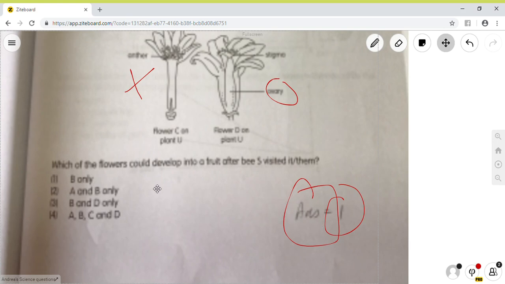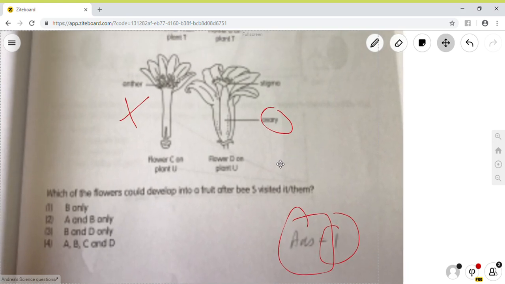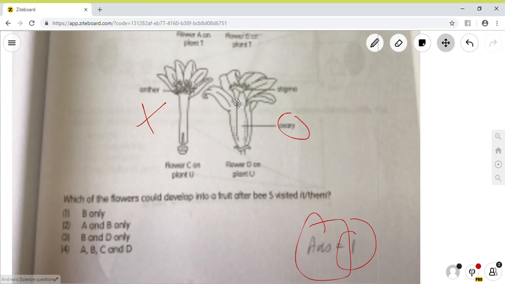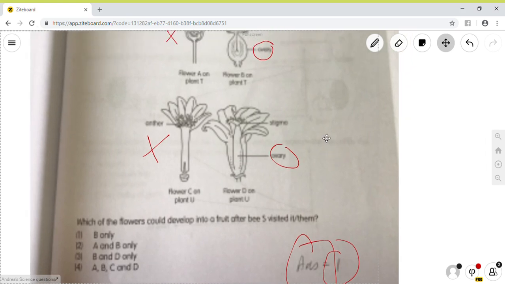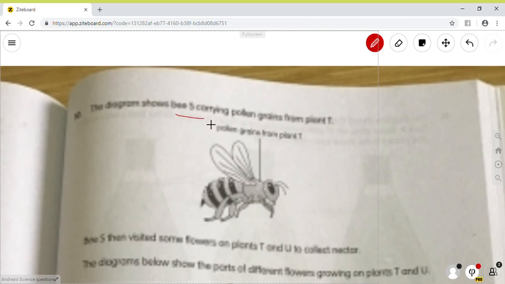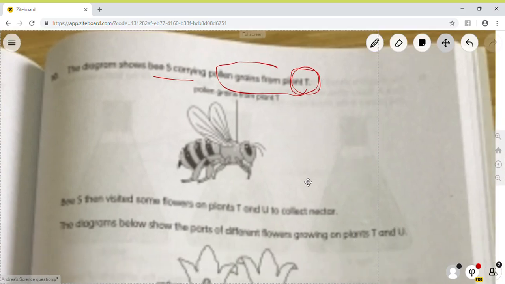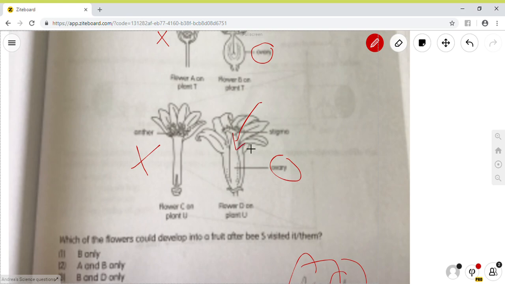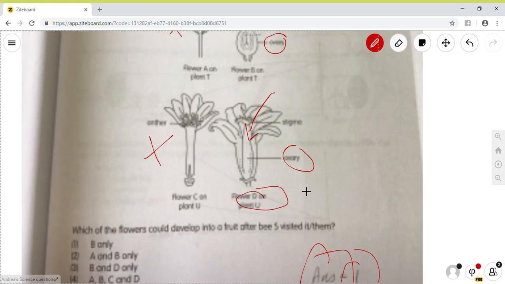Is it pollination by bee? Bee has to go inside. The bee can go inside here as well. But the answer is a bit lame. Look, you gotta look at this. B only, pollen grain from plant T. So if B go into this one, can it pollinate plant U? Cannot, because the pollen grain is from plant T.